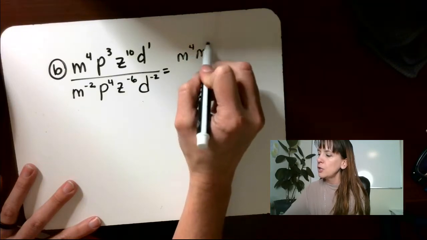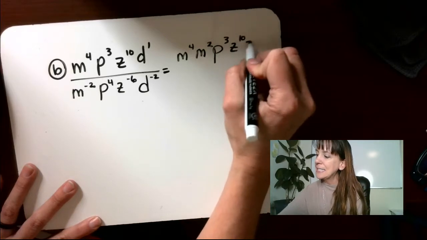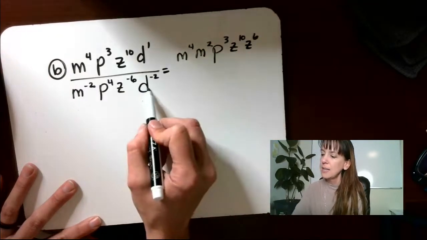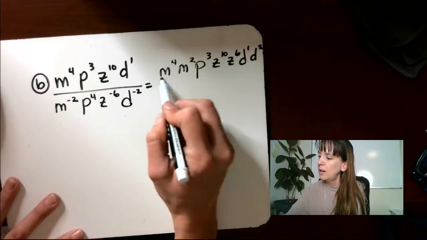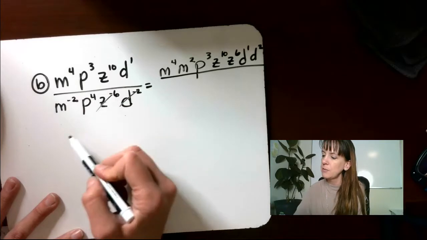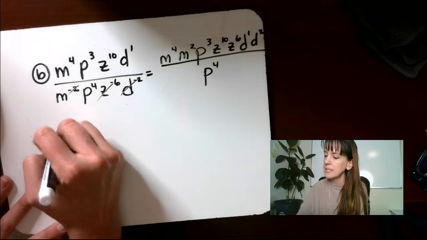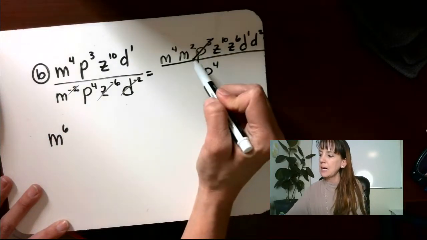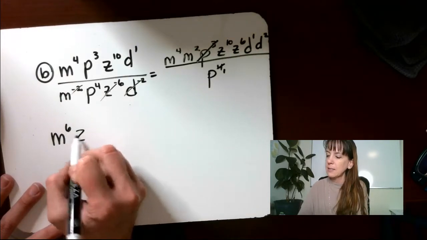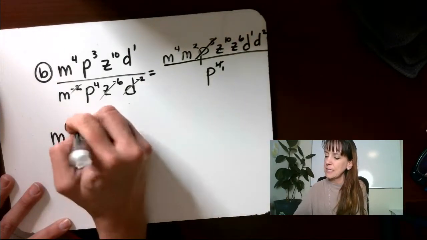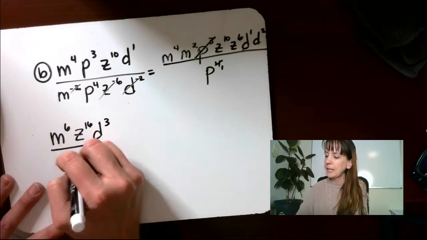m to the 4, m to the 2, because I moved that guy upstairs. p to the 3, z to the 10, z to the 6, because I'm moving that upstairs. d to the 1, d to the 2. All over p to the 4. So this got moved up, this got moved up, this got moved up. All right, guys. So I'm going to simplify this now. I get m to the 6th. Now, there are 3 p's upstairs, and that leaves 1 p downstairs, right? So I will come back to that. z to the 10 and z to the 6 gives me z to the 16. d to the 1, d to the 2 gives me d to the 3 with p to the 1 downstairs.